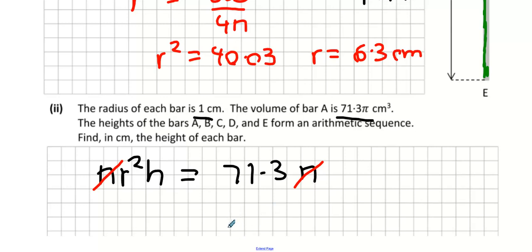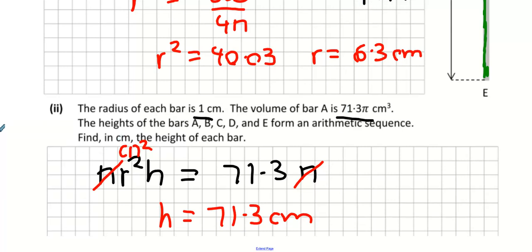All right, and we know the radius is 1, don't we? So 1 squared is? So what's the height of the bar? All right, we got it. The height of the bar is 71.3 centimeters.